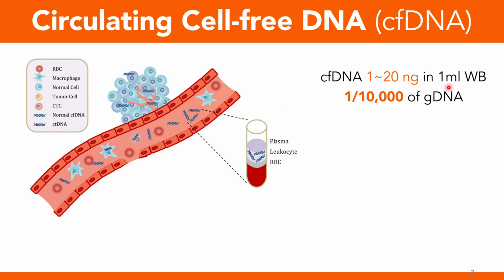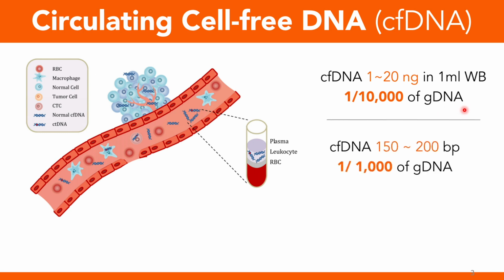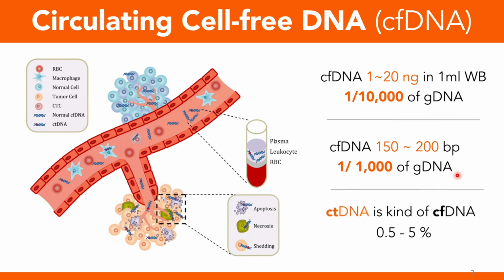In 1 milliliter of whole blood, normally the amount of cfDNA is only 1 to 20 nanograms, which is only 1 per 10,000 of genomic DNA. And the size of cfDNA is actually very small, only 150 to 200 base pairs, which is only 1 per 1,000 of genomic DNA.